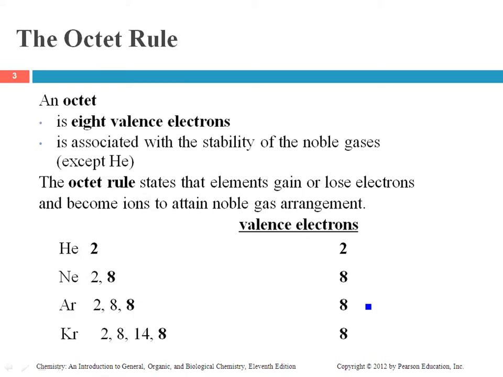So the octet is 8 valence electrons. It's associated with the stability of the noble gases to have 8 electrons, except for helium, which we've already stated. Okay, so if we look at our valence electrons, we see that helium wants to have 2 valence electrons. So these are all of our noble gases. You want to go ahead and pull out your periodic table. If you look at your group 8A, if you go down, you'll see that in their last shell of valence electrons, they have 8 electrons, except for helium that only needs 2.